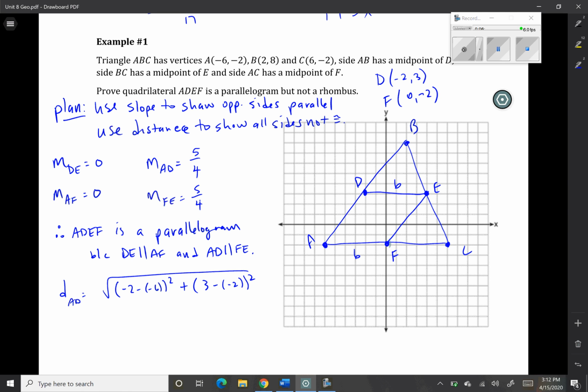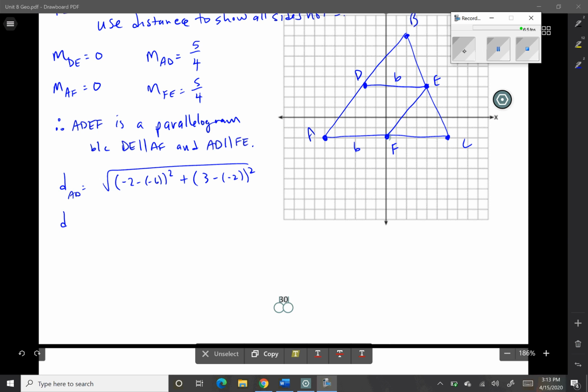Again, we're just typing it all in the calculator. I get the distance of AD is equal to the square root of 41, which if I type into my calculator is approximately 6.4.